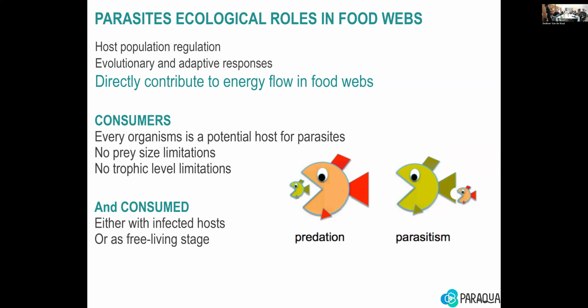So, parasitism is first of all a trophic strategy. Parasites are consumers, and as we know, it's a bit different from predation. There is no real prey-size limitation and no trophic level limitation, so parasites can almost target every organism. And what we will also look at closely is how parasites get consumed, either with the infected host, but also as a free-living stage, as a food source for other organisms.